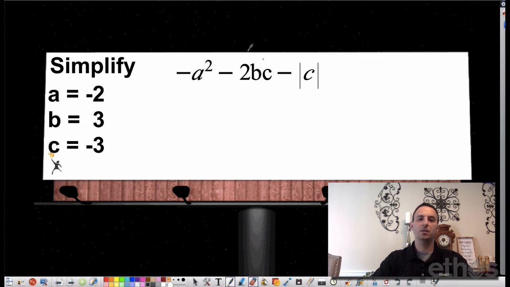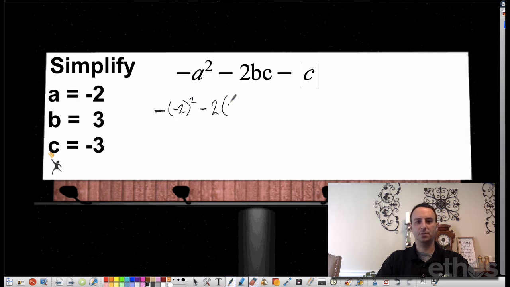So let's take a look and try this one. Now this one includes absolute value. So it's really important, and you really don't need to put parentheses around the C term because it's already in a set of parentheses, but it's important that you keep all those there. So negative times negative 2. That negative is outside the A. We're just replacing the A. Since the A is negative 2, it's important that you keep that negative outside.